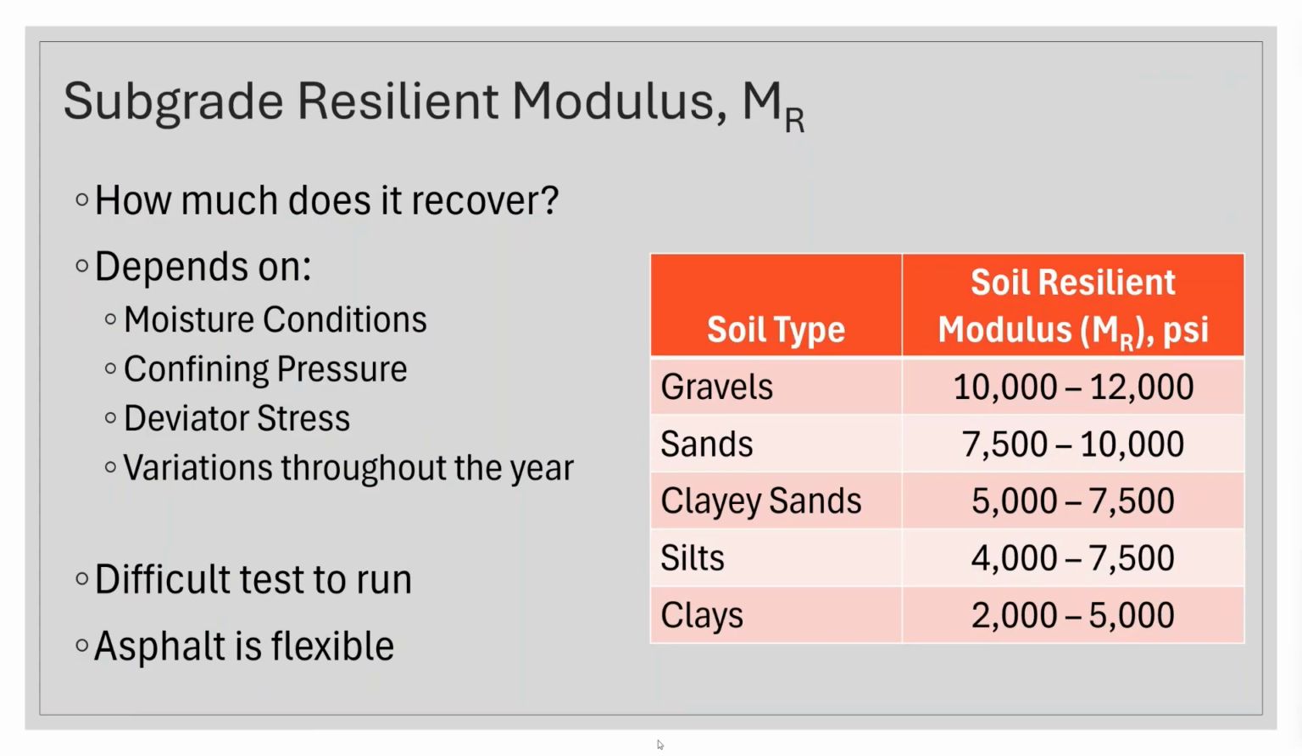A lot of your gravels would be somewhere in the range of 10 to 12,000 psi. Sands would be 7,500 to 10,000. And I'm putting these numbers up here, but different parts of the country are definitely going to have different ranges. Don't take this as gospel. This is just kind of a typical generic what to expect kind of number. And then we get down in our silts, 4,000 or so. Clays are going to be the softest, so they have the lowest resilient modulus numbers, maybe 2,000 to 5,000. And of course, some of them are better than others and may have lower numbers.